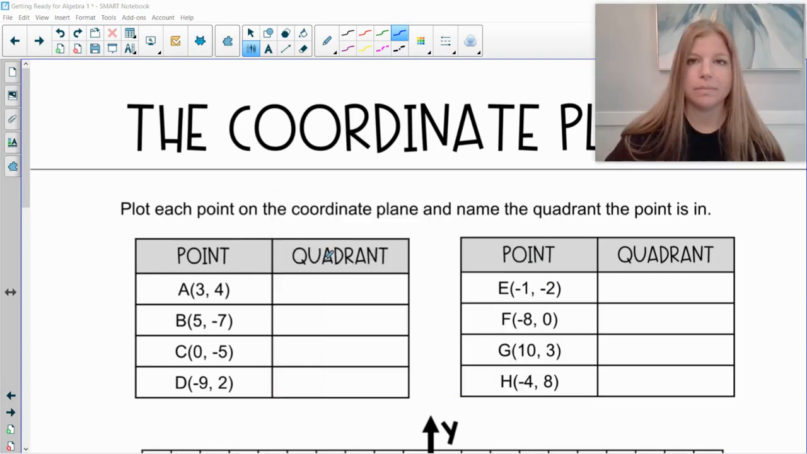Let's take a look. So the first point that we want to find is A, which is at 3, 4. Now, every coordinate point is made up of an x value. The first number is x, so my 3 would be my x. And the second value is always the y coordinate, and the y coordinate is 4.